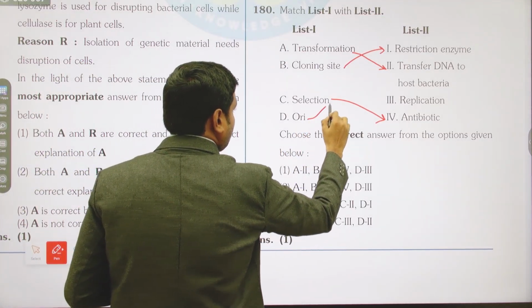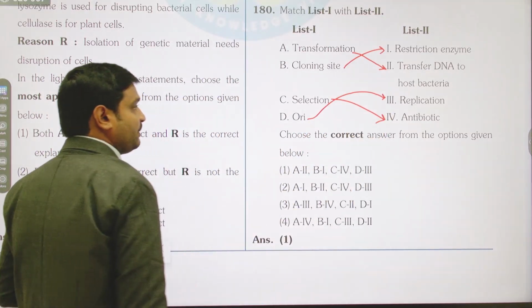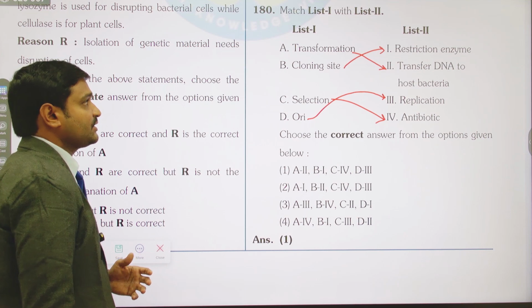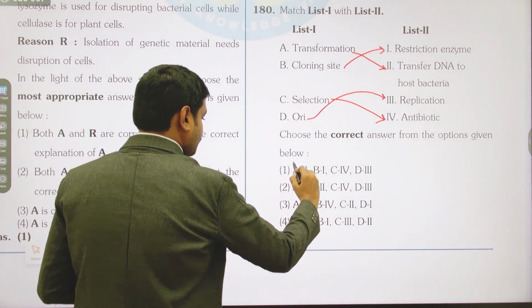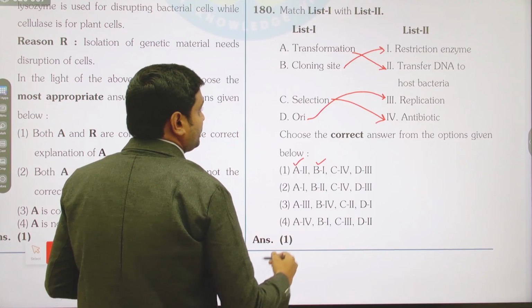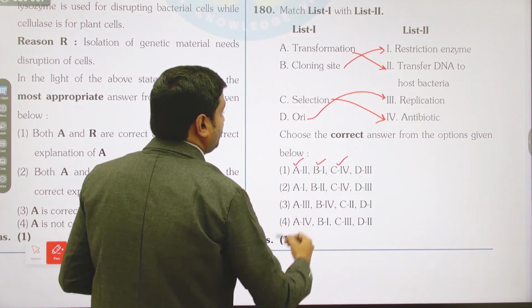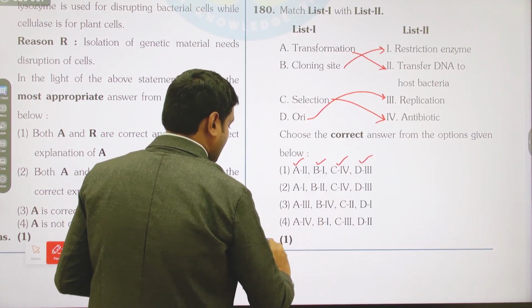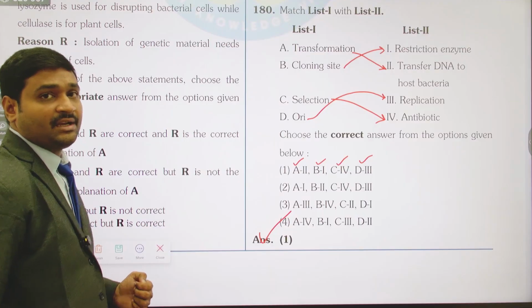And ORI is nothing but origin of replication, so that's why replication. So A2, B1, C4 and D3. So absolutely option 1 is the correct option.